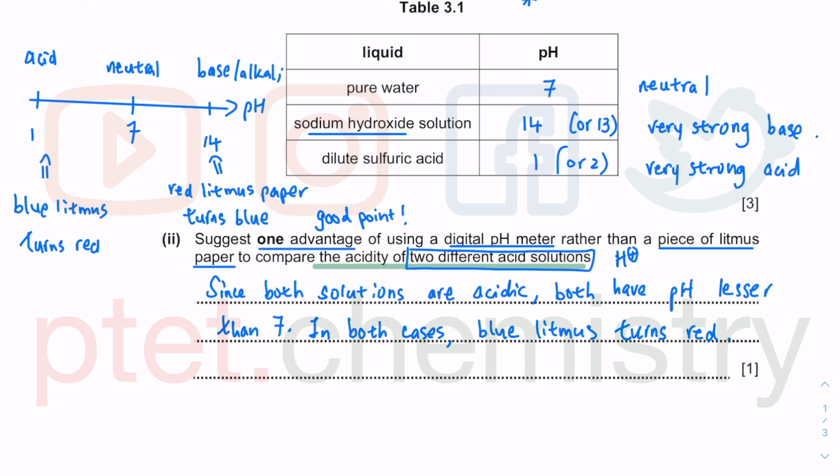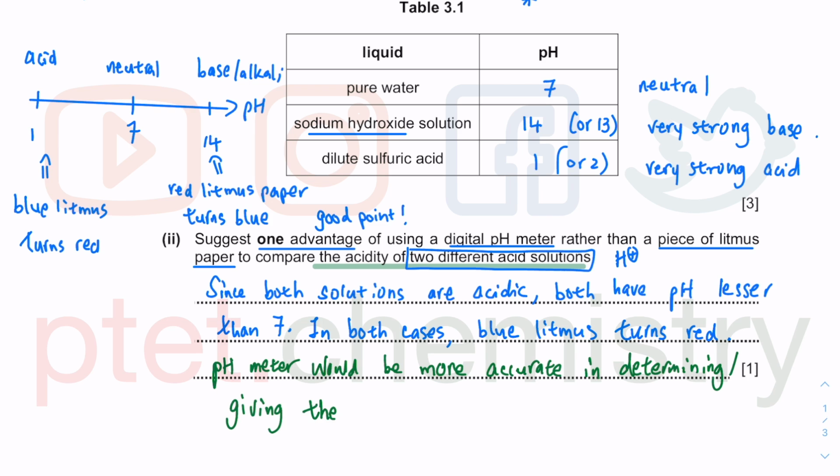Whereas a pH meter, so what is the advantage then? A pH meter would be more accurate in determining, I think I spelled it incorrectly, in determining or giving the pH values.